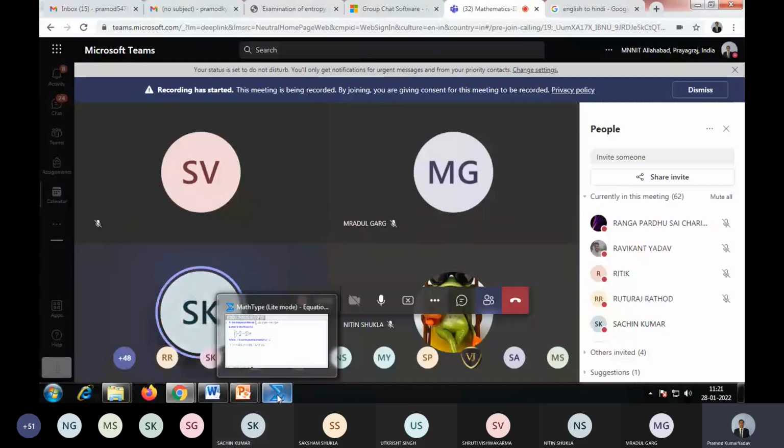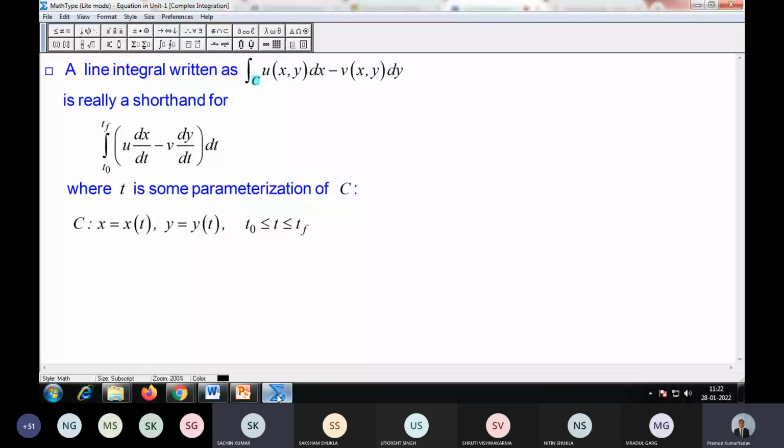Sir, it is the value of the dependent variable y and the independent variable x in terms of another parameter. Good. It means C is the curve. So a curve means it is the functional relation between x and y. So its parametric equation means the values of x and y in terms of another parameter t.